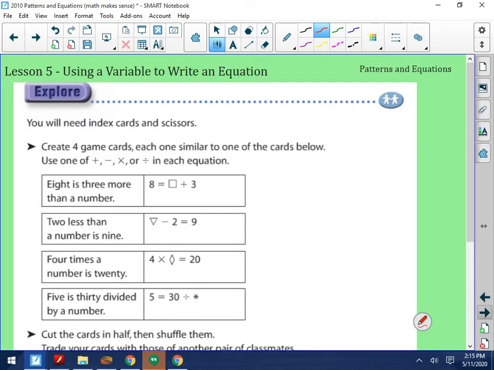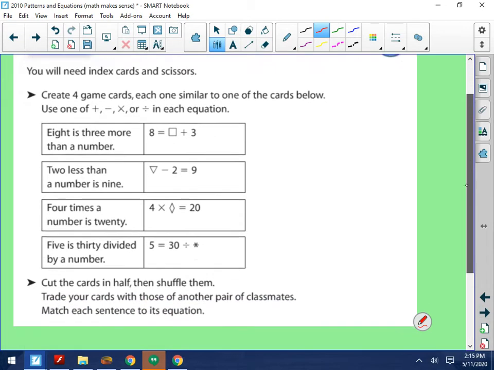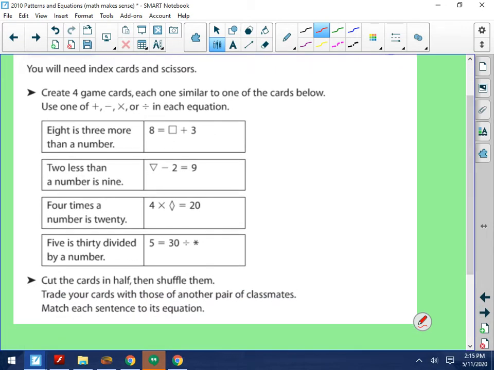Let's try some others. Here's some equations on one side and some problems on the other. So 8 is, that's the equal sign, 3 more than a number. And they're using a shape. We could have simply put n. 8 is 3 more than a number. What would n have to be? 8 would be 3 more than 5. Okay, so 5 plus 3 would be 8.